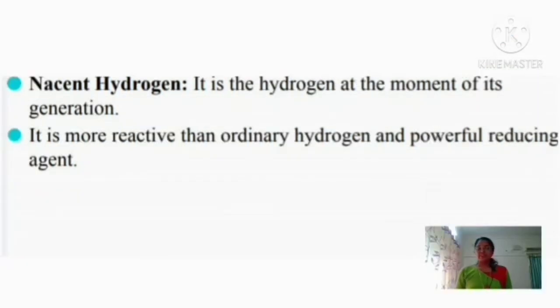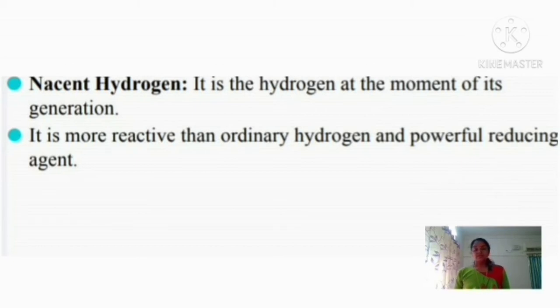So the next form of hydrogen is nascent hydrogen. It is the hydrogen at the moment of its generation, that is when it is just liberated. This nascent hydrogen can be prepared in various ways. When we take zinc and add it to dilute sulfuric acid, we can produce hydrogen gas, and this immediately formed hydrogen gas can reduce potassium permanganate. That is, if you add potassium permanganate to this zinc containing dilute sulfuric acid solution, the pink color of the potassium permanganate easily decolorizes by the reduction of potassium permanganate with nascent hydrogen.